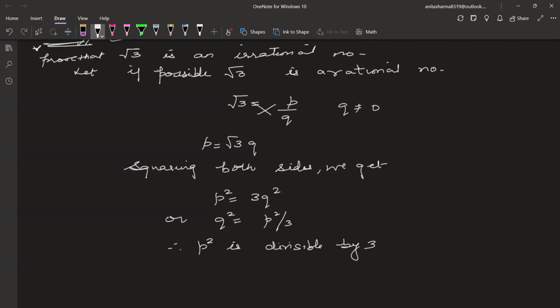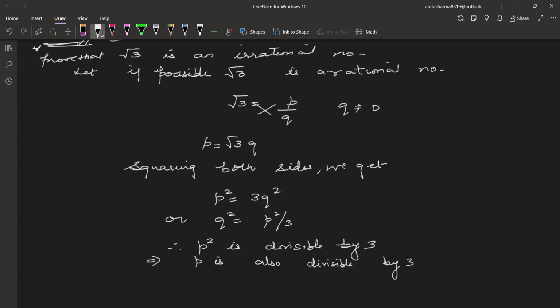P square is divisible by 3. So it implies P is also divisible by 3, because if 3 divides P square, then it also divides P, right, beta? Yes, ma'am.